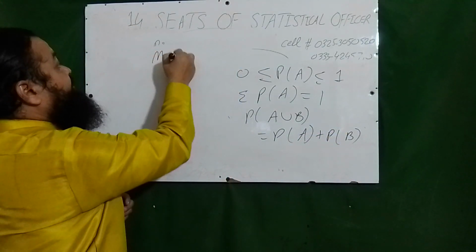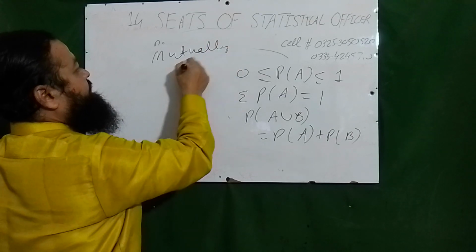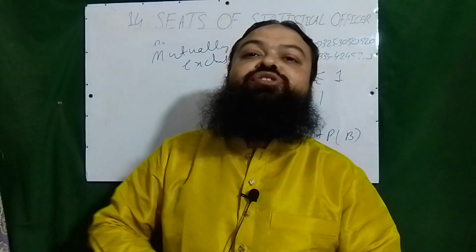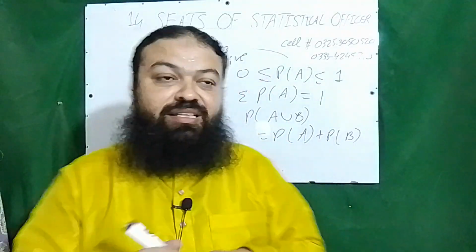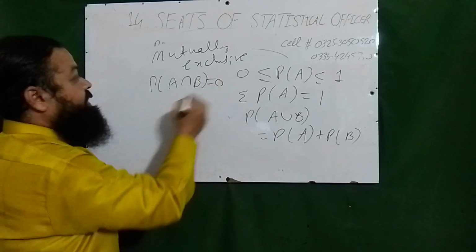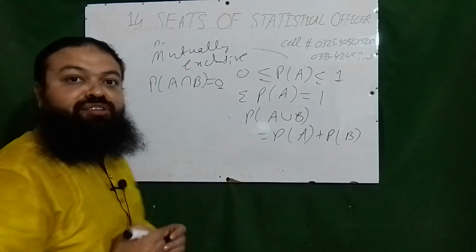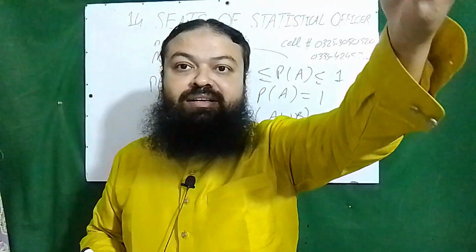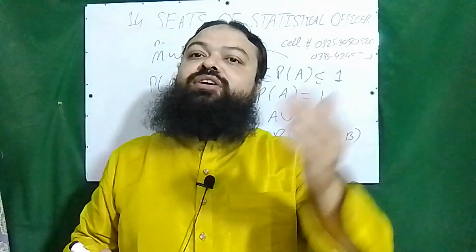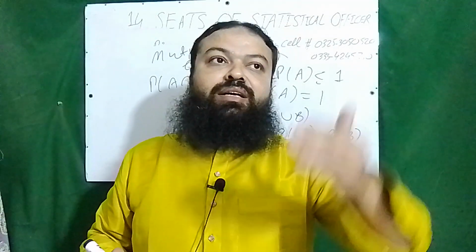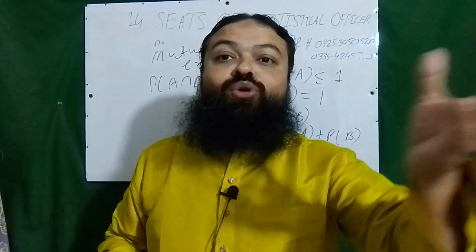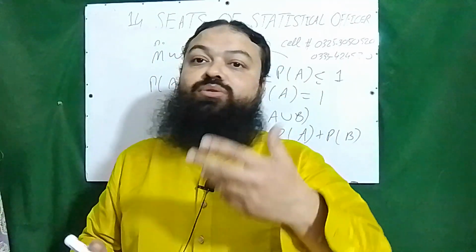Now, what are mutually exclusive events? Two events are said to be mutually exclusive if they cannot come together. It means, very important MCQ, probability of A intersection B is 0, and it means that they are mutually exclusive. Example is, hot and cold are mutually exclusive. You can say hot and cold, and then sorrow and happiness, they are mutually exclusive, they cannot come together.